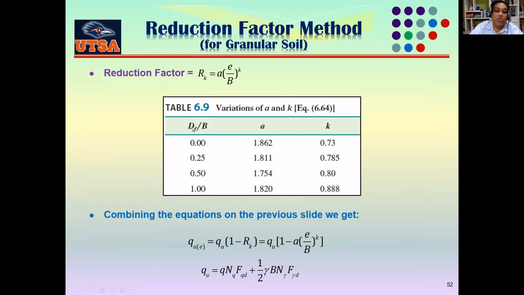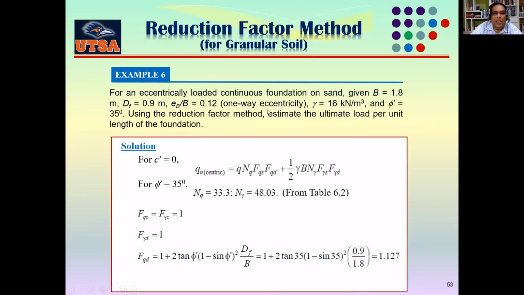So this one depends on your D_f by B. If your D_f by B is equal to 0, then your a would be 1.162 and k would be 0.73. Similarly, if your D_f by B is 0.25, 0.50, 1, then you can find out the values of a and k. Once you get those values, you just find out your R_k. And if you know your R_k, you just plug that into your equation and you can find out the ultimate bearing capacity for an eccentrically loaded foundation.